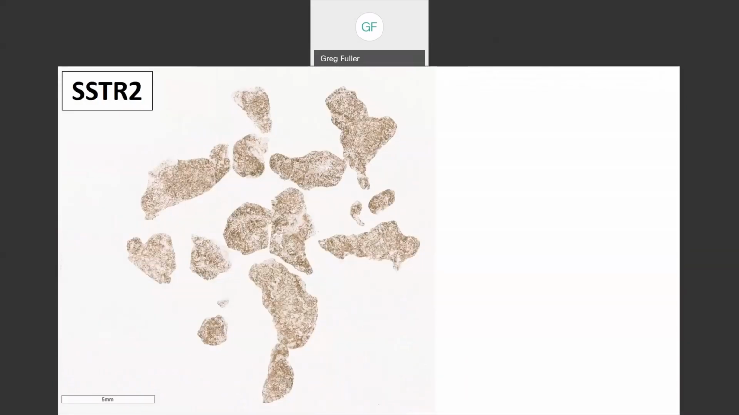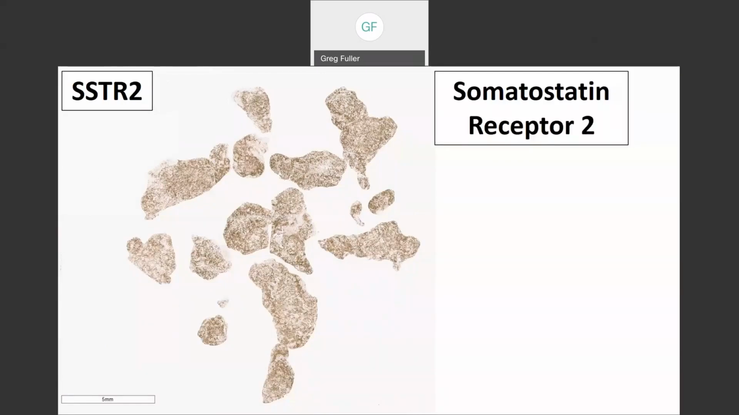And SSTR2, who knows what that is? I'd like a show of hands. It was Thursday morning, show of hands, just shout it out. I know this is way too long to type. You cannot type this. Do not even try, okay? Yes, Giselle Lopez at Duke University: somatostatin receptor 2. Exactly, good job. That's exactly what it is.